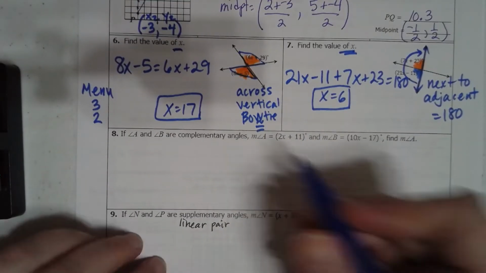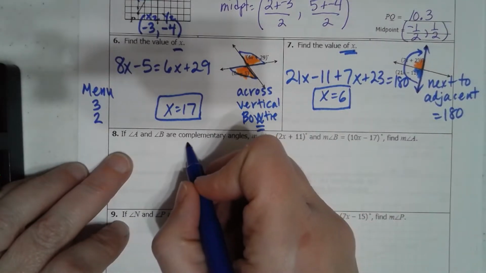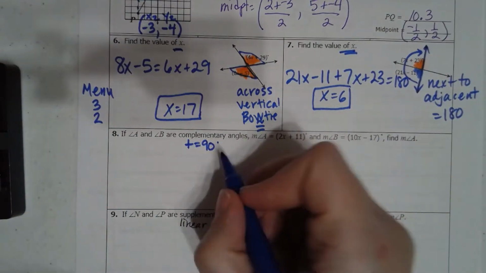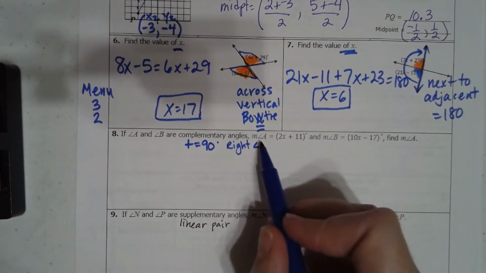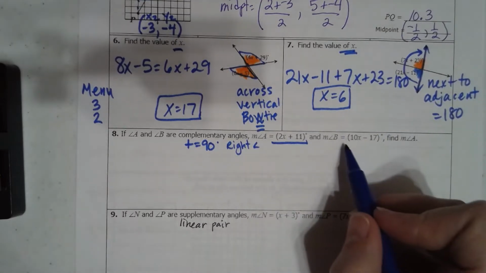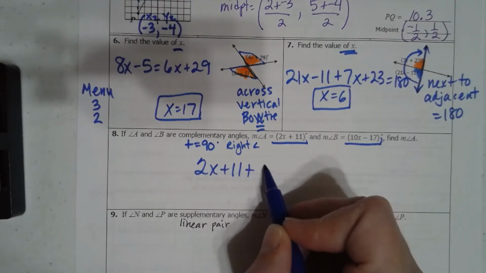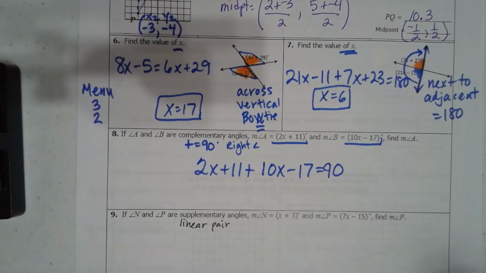Alright, number 8 says if angle A and angle B are complementary. Complementary means they're going to add to equal 90. Together they're going to make a right angle. Okay, so here are my two angles. Here's angle A, here's angle B. So we're going to add those together, and they have to equal 90.